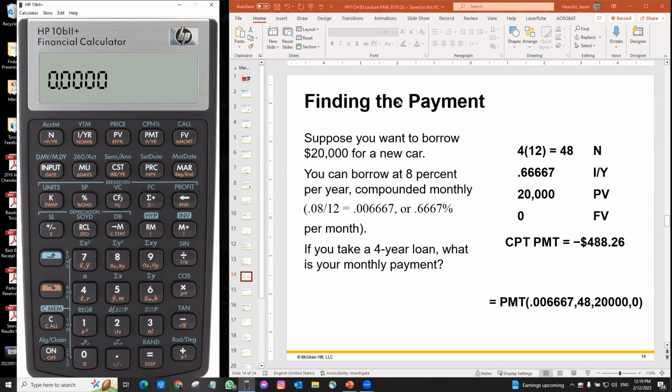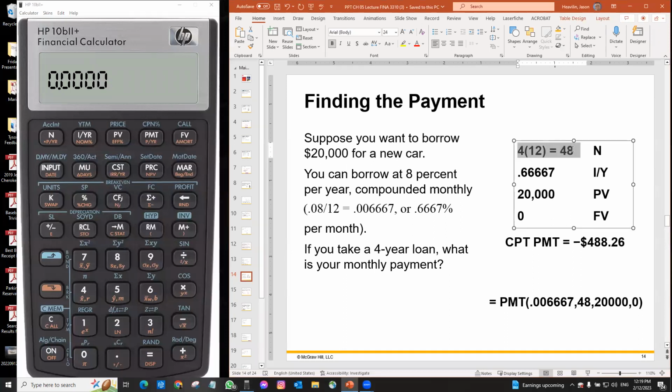Okay. All right. So let's start with the N. It says it's going to be a 4-year loan. So since there are 12 months per year and it's 4 years, what we do is 12 times 4, which is 48. And that's where that 48 comes from here. We're just going to go ahead and put the 48 in our periods, N meaning periods. So 48 months. The interest is 8%.